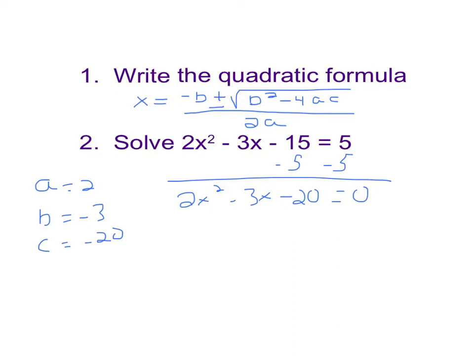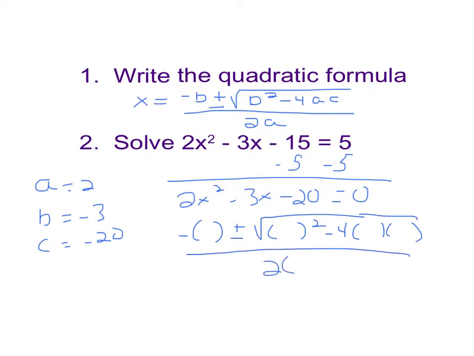After that, you plug it into the quadratic formula. x equals the opposite of b plus or minus the square root of b squared minus 4ac, all over 2a. So b is negative 3, so that goes there and there. 4a is 2, c is negative 20, and a is, again, 2.